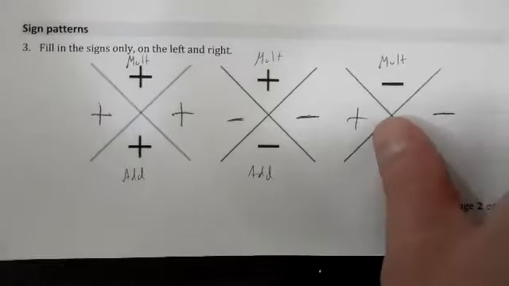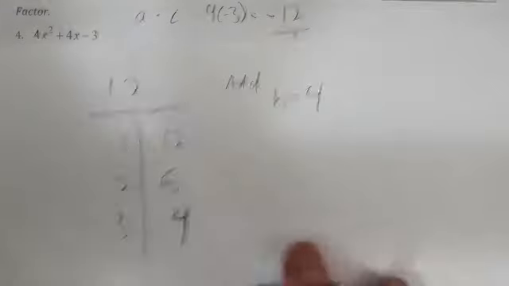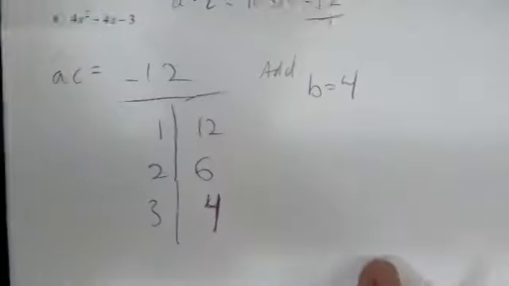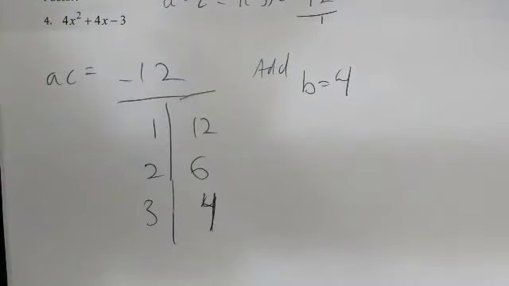I'm looking at the factors of negative 12. And if these things are multiplying to a negative, one's negative, multiplying to AC, they're adding to B. Okay. So we're looking for two things that multiply to AC and add to B.